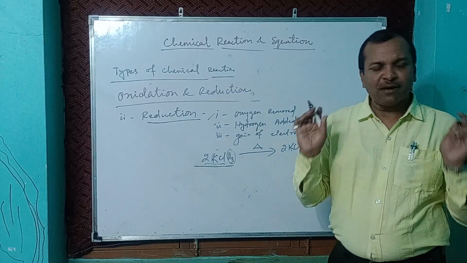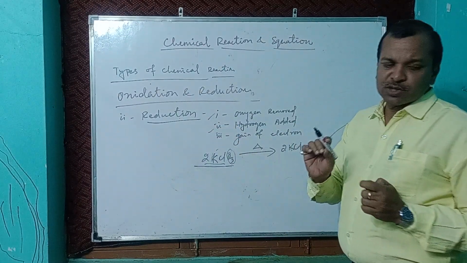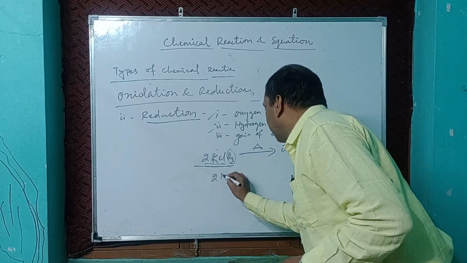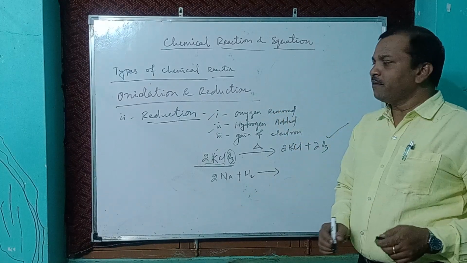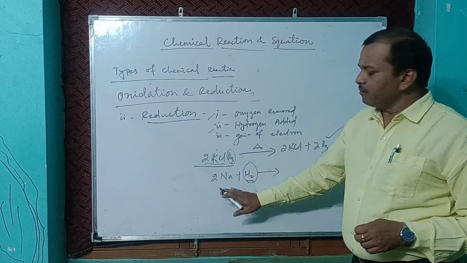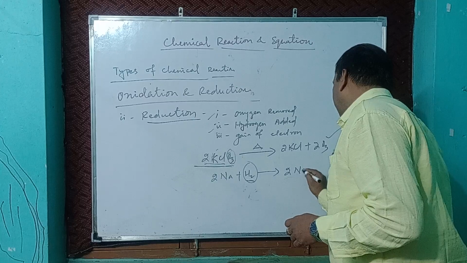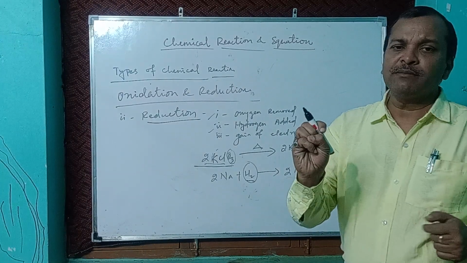Now we will add hydrogen. Second one, we will add hydrogen to what? Sodium metal. 2Na plus H2. Hydrogen is added here. So what will we get? 2NaH, sodium hydride.